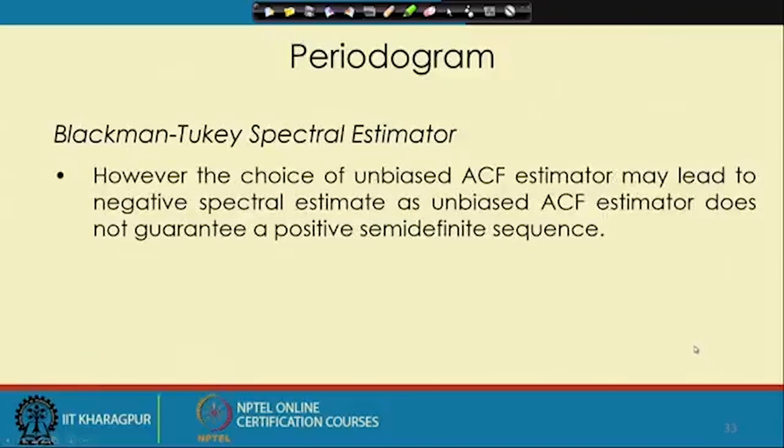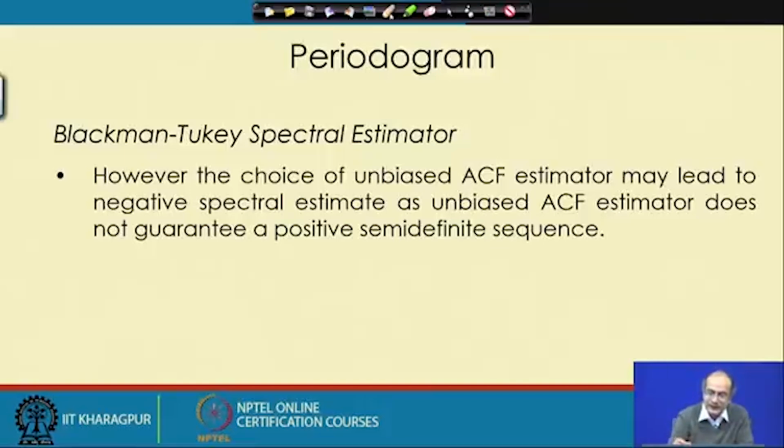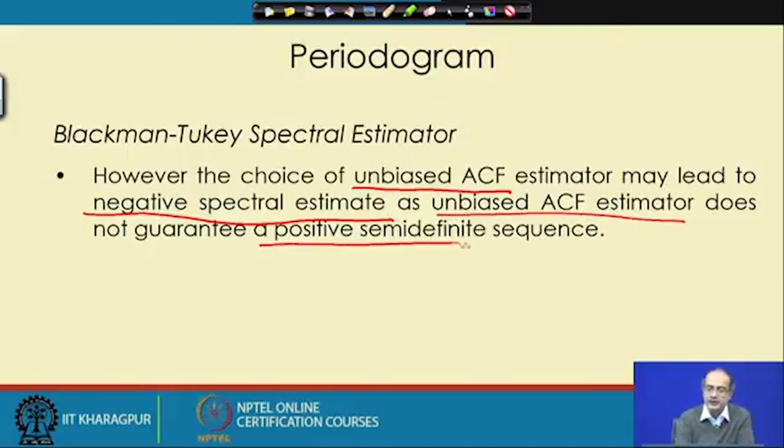that in this way, the choice of unbiased ACF estimate, we made the estimate of ACF unbiased, but it gives rise to another problem, that it can give negative spectral estimate, as this new unbiased ACF estimator does not guarantee a positive semi definite sequence.